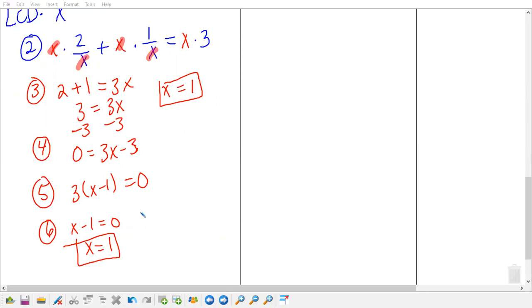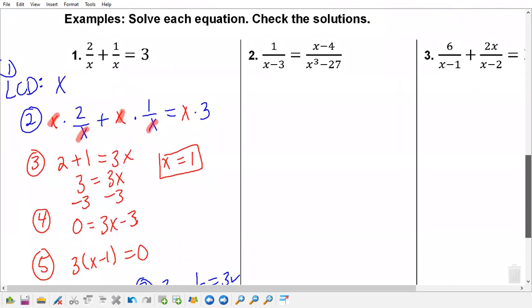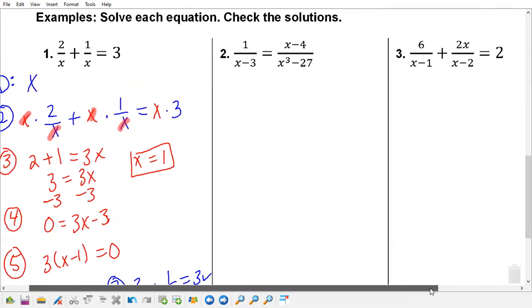Seven is checking ourselves. If I plug one in, so I'll have 2/1 plus 1/1, does it equal 3? Why, yes, it does. Yay, you did it. So that's an example of an easy one.